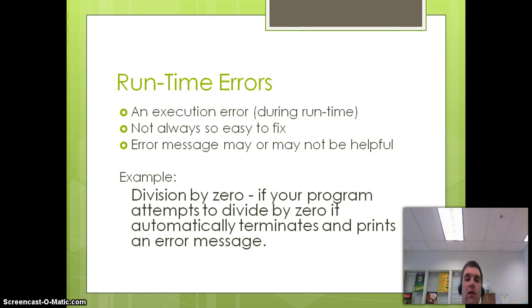Runtime errors are errors that occur during the actual execution, or runtime, of the program. They're not as easy to fix. And again, the error message may be totally unhelpful because it's going to misinterpret what the actual error is. For example, and we haven't gotten quite to this point with our programs, division by zero. If a program attempts to divide something by zero, it automatically terminates and prints an error message. So Java clearly in this case was not happy with the division by zero.